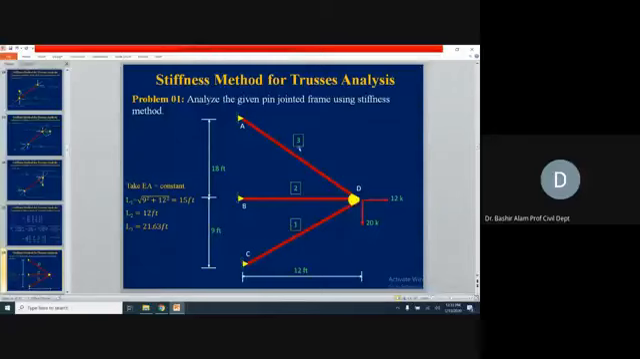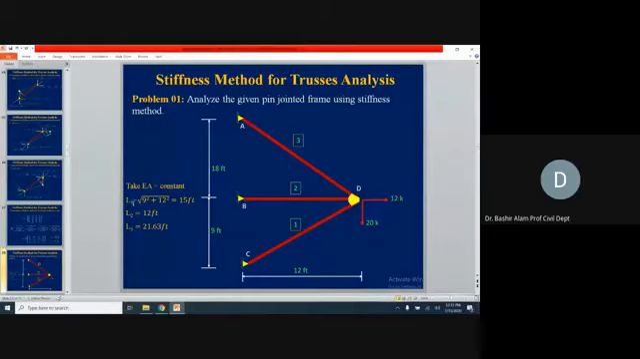You can see the member numbering now. The bottom diagonal, we call this member 1. The horizontal middle one is member 2. And the top diagonal member is member 3. The length of the member geometry is given, so from the Pythagorean theorem it will become the root of 12 squared plus 9 squared, which is 15 here.